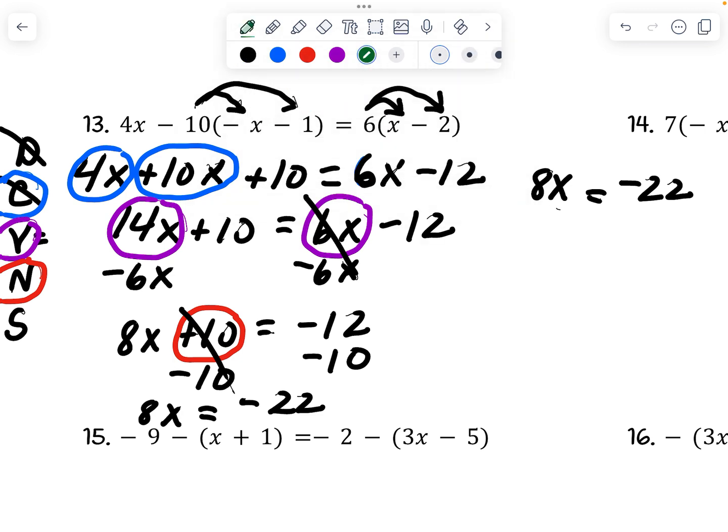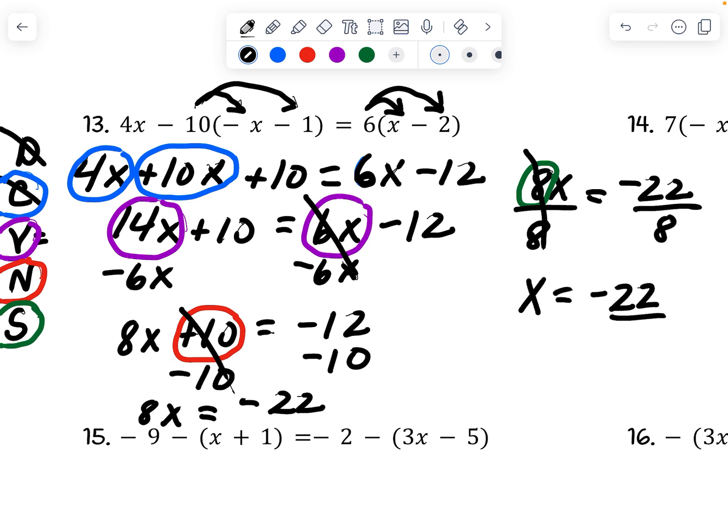So on my last step, I'm going to solve. So I'm going to solve using this green right here. All right? So which means I'm going to get rid of my coefficient, which is the number in front of the x. When you write it like that, 8x, that means 8 times x. The opposite of multiplication is division. So I'm going to divide both sides by 8. Okay? This goes away, and x equals negative 22 over 8.